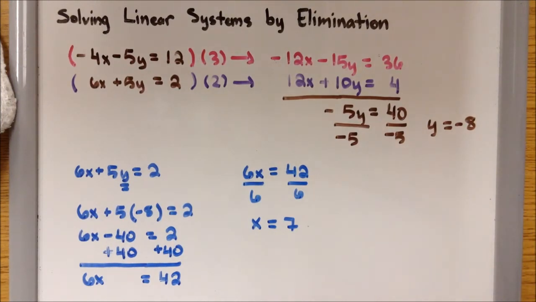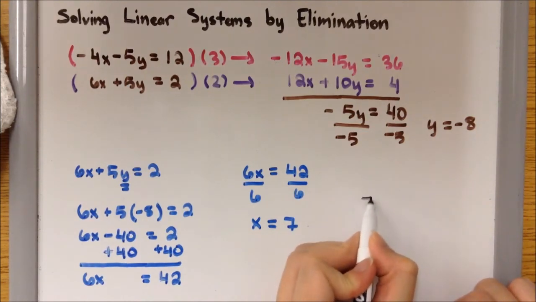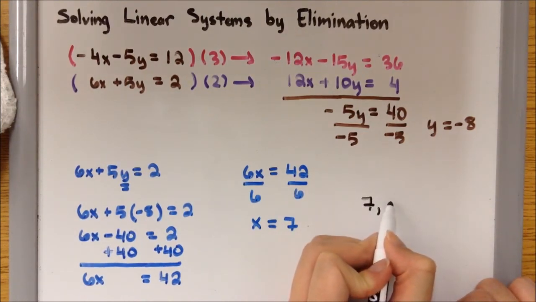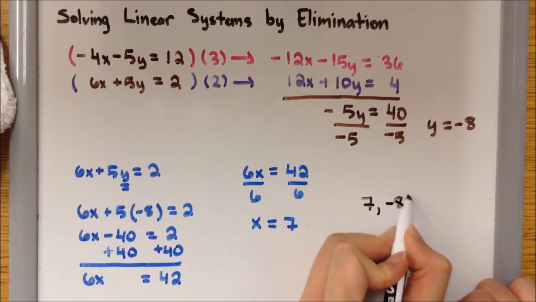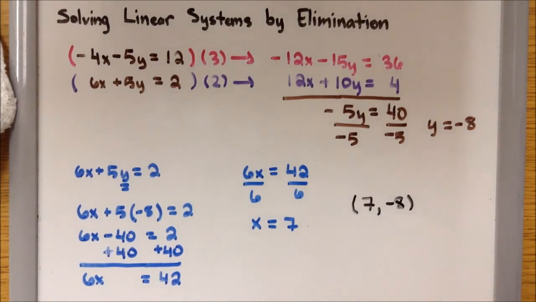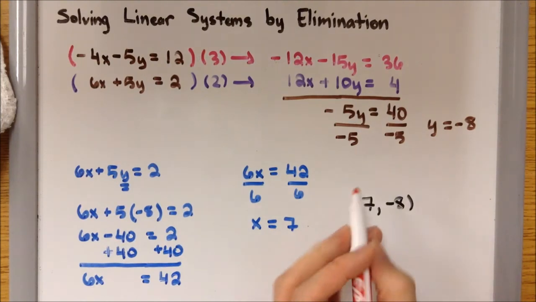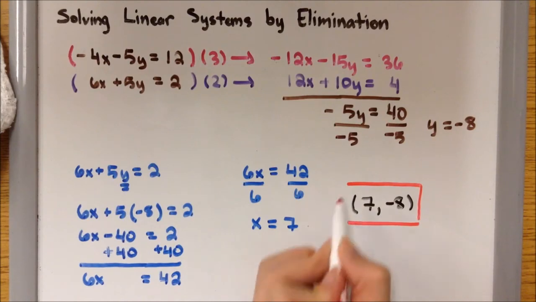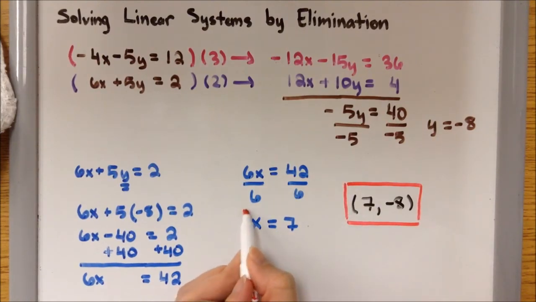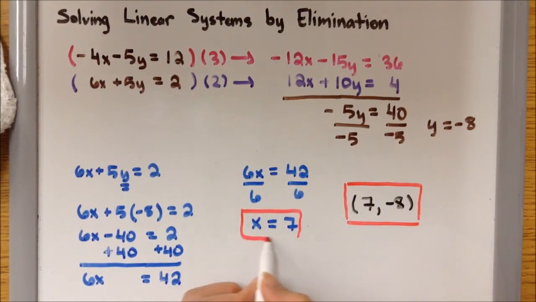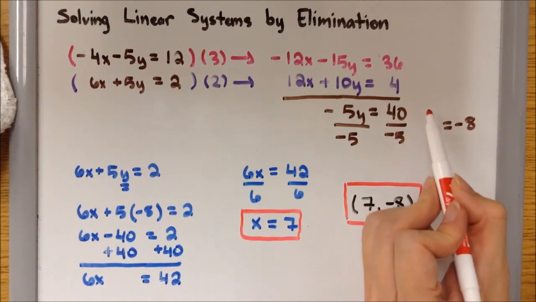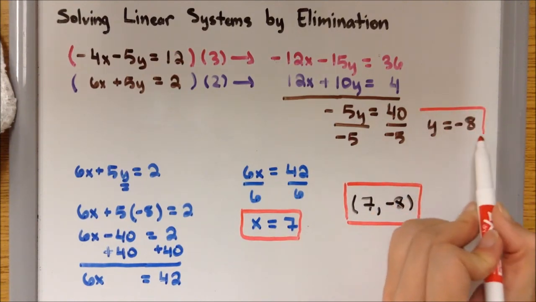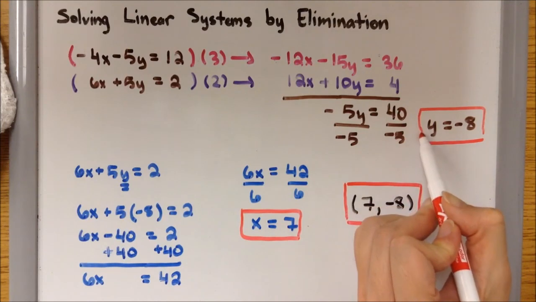If I were to write it as a coordinate point, x always comes first. Remember that, x always comes first. So 7, comma, and our y value, which is negative 8, in parentheses. So there is our solution to the system, (7, negative 8). Or you can box up x equals 7 and y equals negative 8.